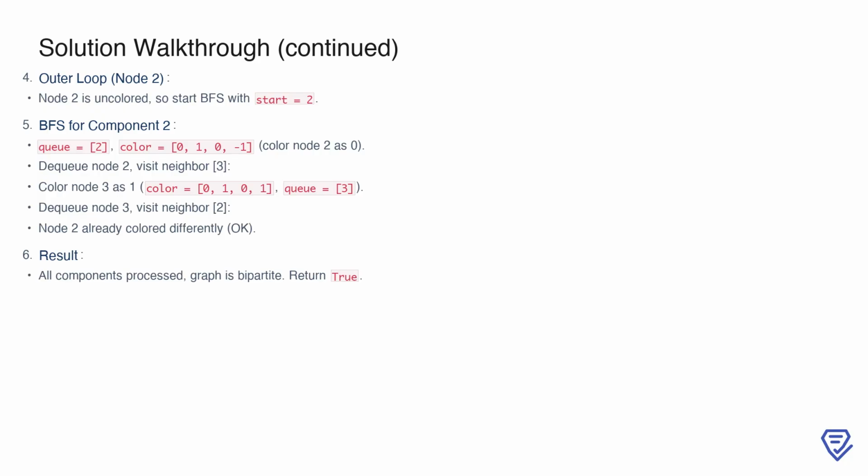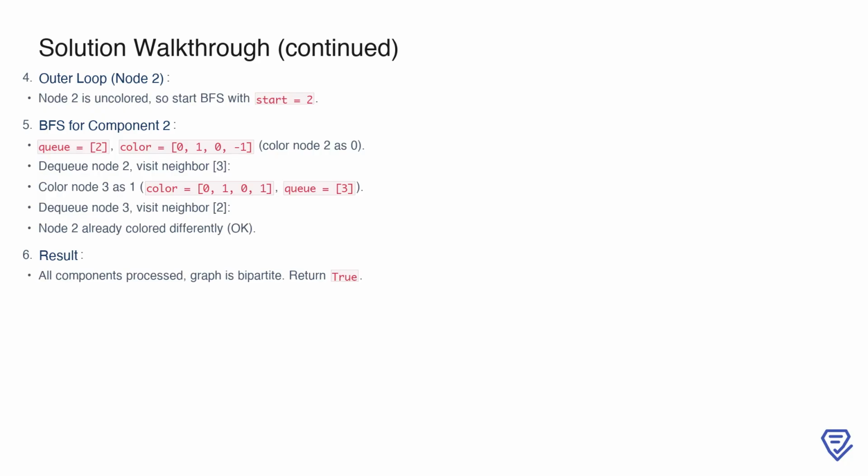This updates the color array to 0, 1, -1, -1, and the queue to 1. Next, we dequeue node 1 and check its neighbor, node 0, which is already colored differently. This completes the BFS for component 1. Now, we move to node 2, which is uncolored, and start a BFS for component 2.